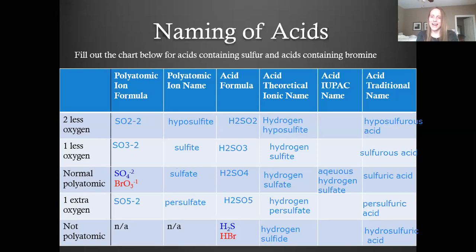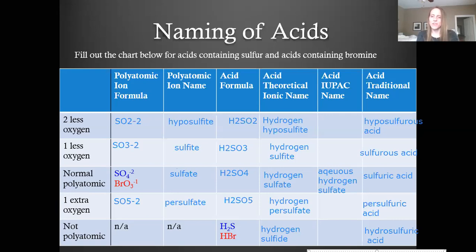If we have an ite ending instead of an ate ending for our polyatomic ion, that ic becomes OUS. So ate goes with ic. Ite goes with ous. So hydrogen sulfite is called sulfurous acid. Hydrogen sulfate is sulfuric acid.